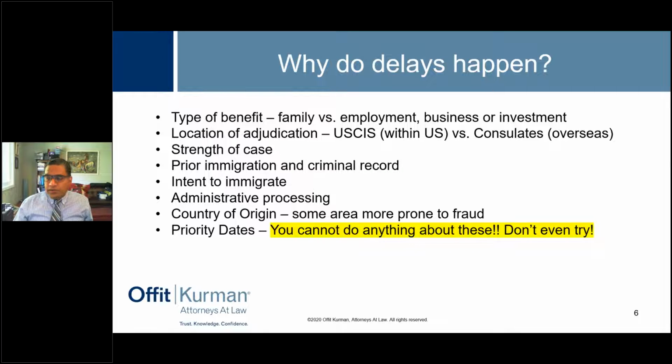Okay. Country of origin depends on where you're from. Some countries are considered high risk. There are security risks. There are fraud risks. There are some countries where there's a lot of fraud, unfortunately, and so those applications get a lot more scrutiny. And in those cases, you have to prepare the cases much more thoroughly.